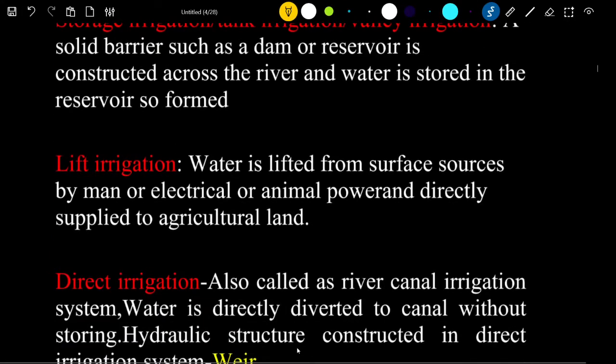Now, the second option is lift irrigation. This is a kind of irrigation where the water is lifted from surface sources, also some subsurface sources. The water is lifted, and then it is directly applied to the agricultural land. For example, well irrigation you can term as an example of lift irrigation, where water is pumped from the well and then it is directly supplied onto the land through some channels.